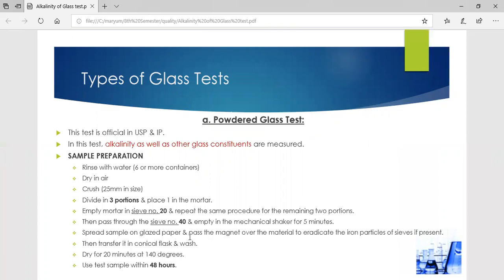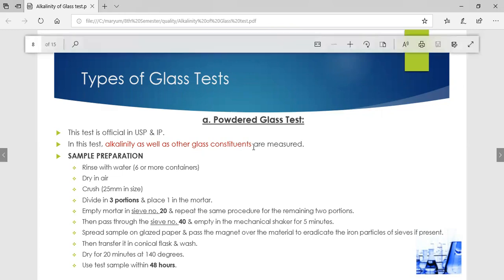The first test which we use to study the alkalinity of the glass is the powder glass test, and the second one is the water attack test, which I have mentioned. So what is the powder glass test? This test is official in USP and IP, the United States Pharmacopoeia and the International Pharmacopoeia. In this test, alkalinity as well as the glass constituents are measured. So all the constituents of the glass and the alkaline nature of the glass are measured. So this is a 2-in-1 procedure.